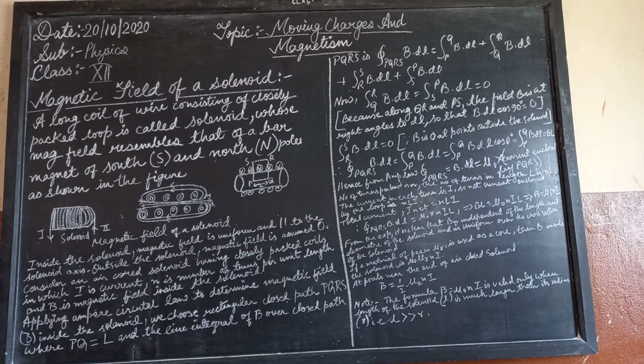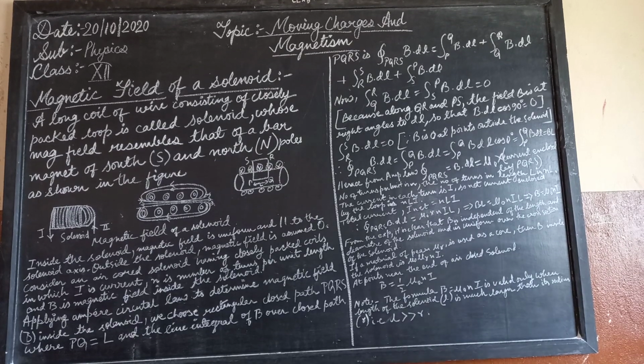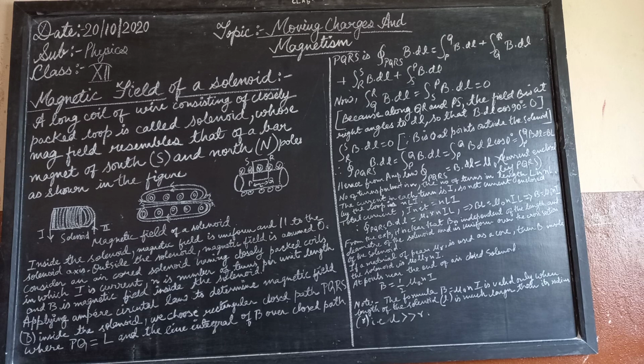So basically here we are considering the path PQRS, and if the angle is 90 degrees, then cos 90 is equal to 0. Integrating it equal to 0, we get the value of B·dl. By using Ampere's circuital law, the net current will be nLI, and the integral of B·dl over PQRS will give B equal to mu 0 nI.